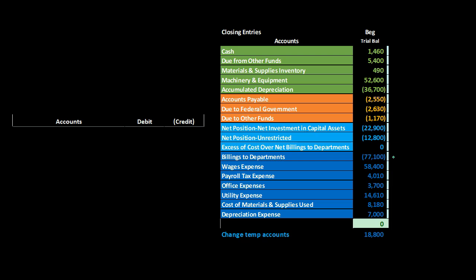So this is a credit of $77,100. Therefore, we're going to debit it, $77,100. These are debits, all these expenses, of course. $58,400 is a debit. We're going to do the opposite and credit it. This is a debit, $4,010. We're going to do the opposite and credit it. This is a debit, $3,700. We're going to do the opposite and credit it. $14,610 debit. We're going to credit it. $8,180 debit. We're going to credit it.